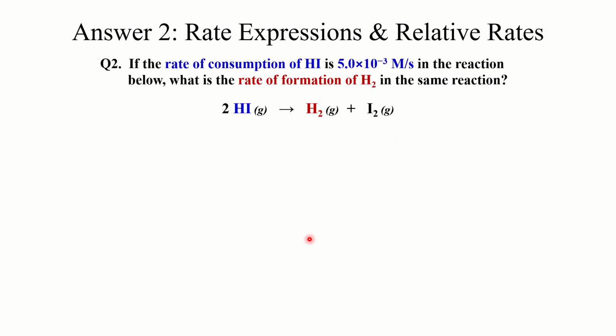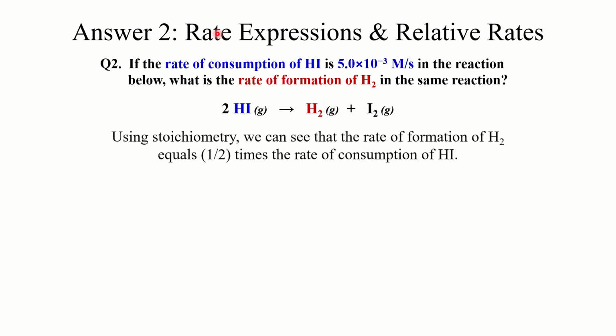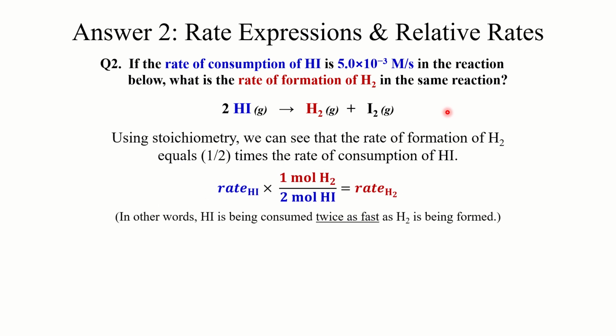All right, now let's look at some more precise values or maybe some actual rates here. This question states, if the rate of consumption of HI is 5.0 times 10 to the negative third molar per second in the reaction below, what is the rate of formation of H2 in the same reaction? All right, so we've got a rate of consumption here for HI, and we're being asked to solve for the rate of formation of H2. So let's use some stoichiometry and set up a ratio.